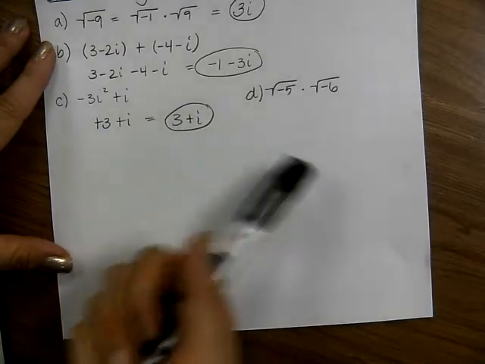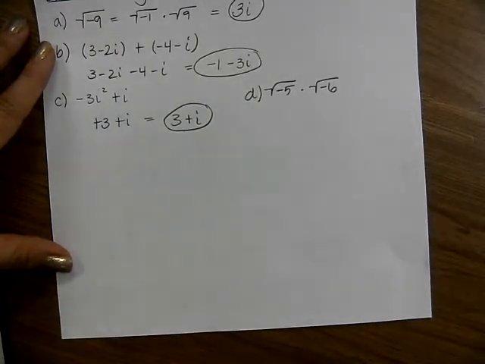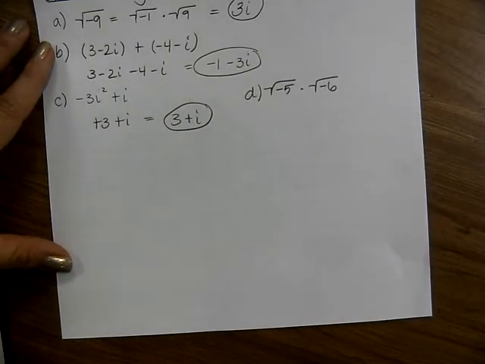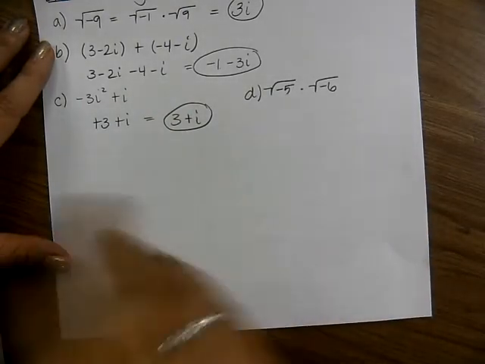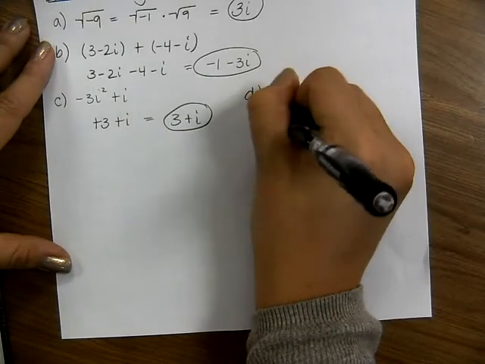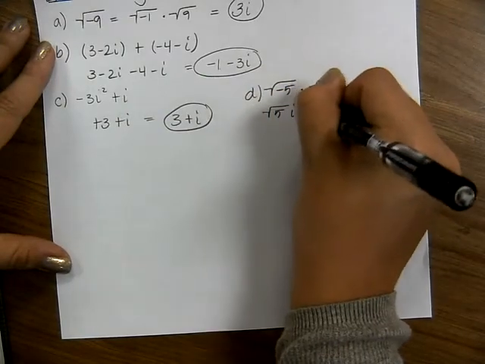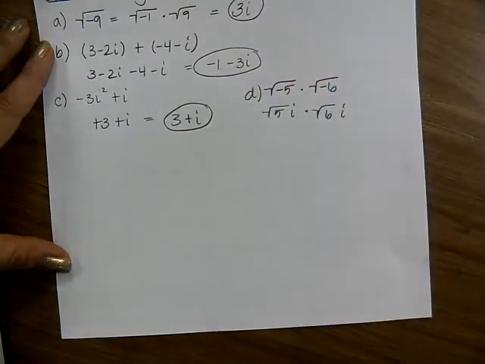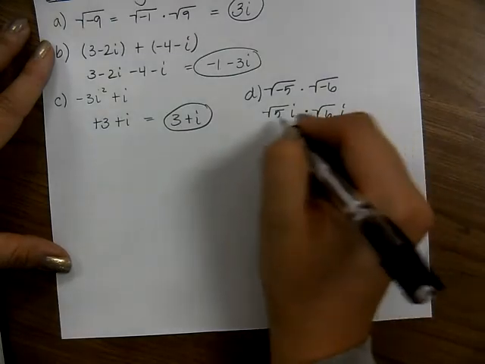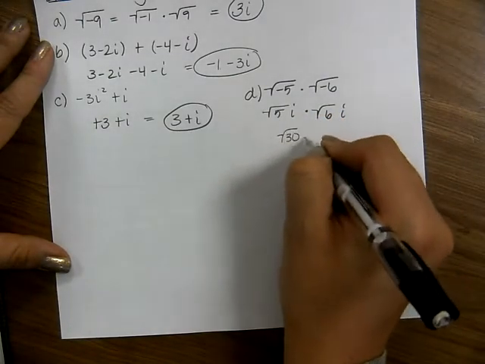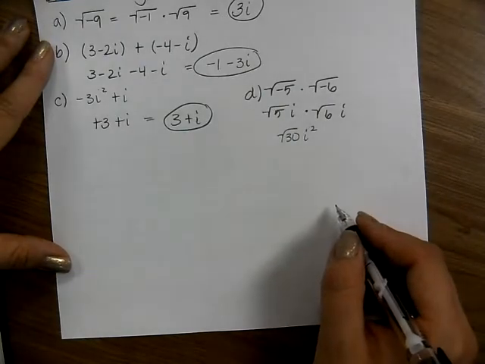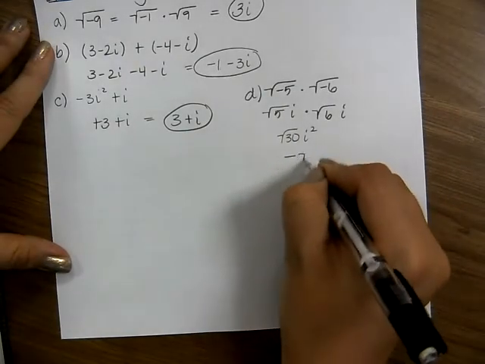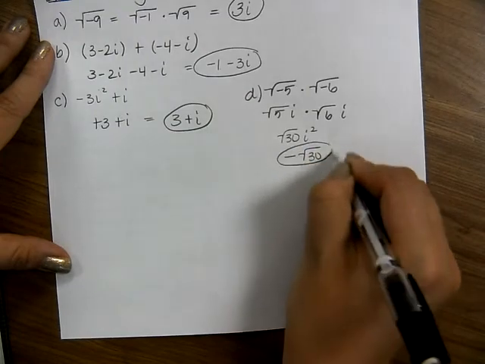Because you have to deal with those i's, right? You can't work with this until you deal with the fact that there's an imaginary number here. So as tempting as it is to multiply them together right now, you can't. This really means the square root of 5i times the square root of 6i. This gives us the square root of 30 times i squared. But what is i squared? Negative 1. So I get negative root 30.